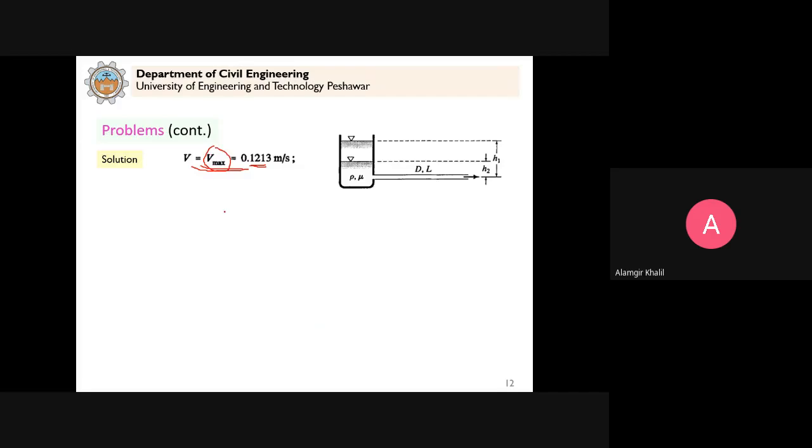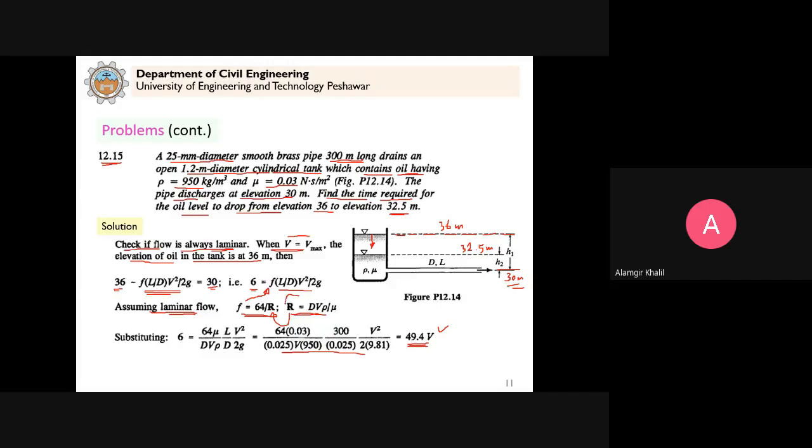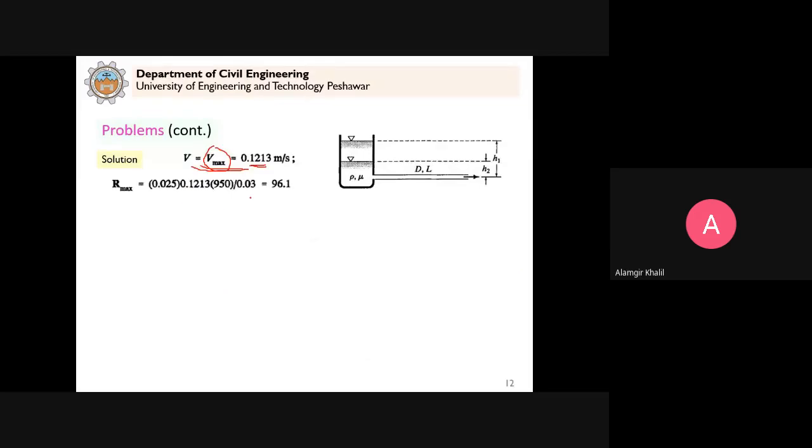Now that we know this maximum velocity, we can calculate the Reynolds number. Everything is known. When you calculate the Reynolds number, it is 96.1. For pipe flow, we said that if it is less than 2000, then the flow is laminar flow. Since R maximum is less than 2000, the other values will be further less than this. The maximum R can have is 96.1. Since it is less than 2000, it means that in the pipe, the flow is always laminar flow.